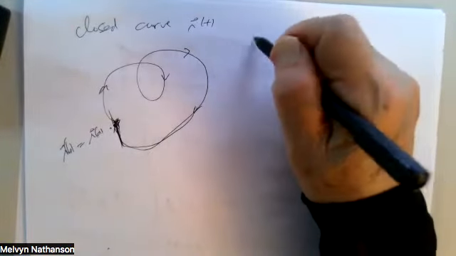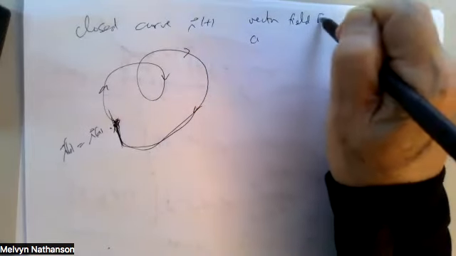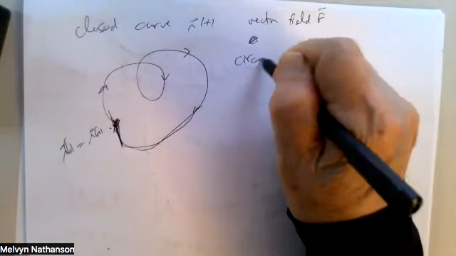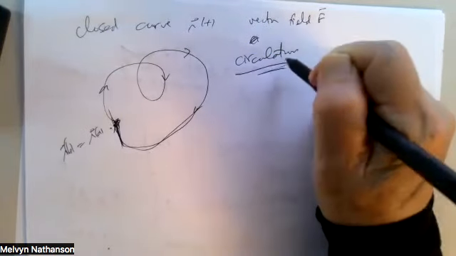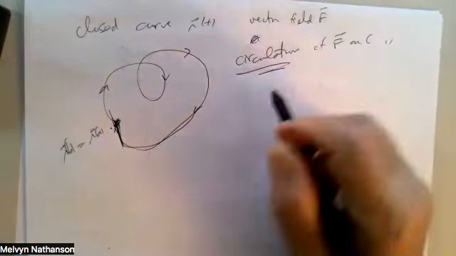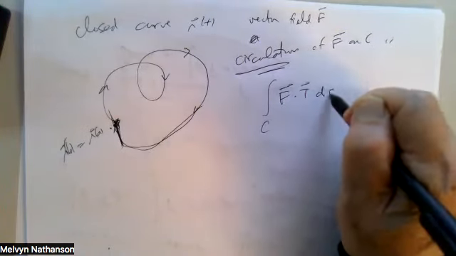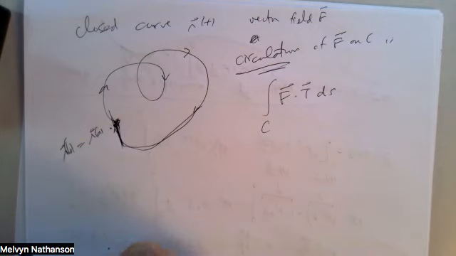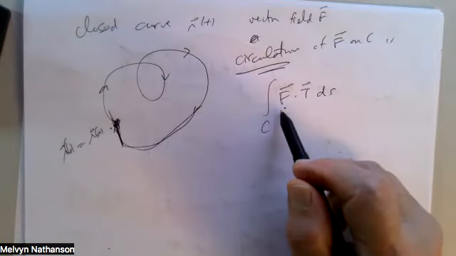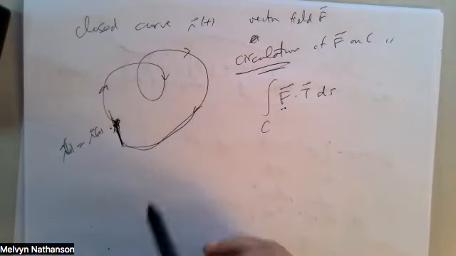And you have a vector field F. What is called the circulation of F on C is the integral around this closed curve, F dot T ds. So the line integral along a closed curve has another name. It's just a name. It's called circulation.